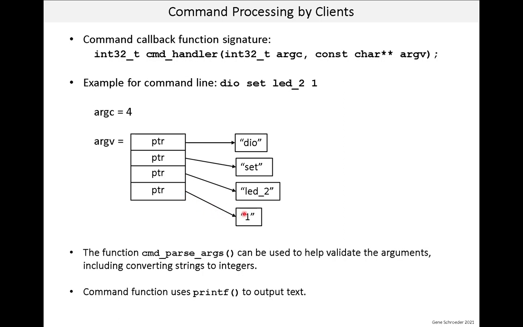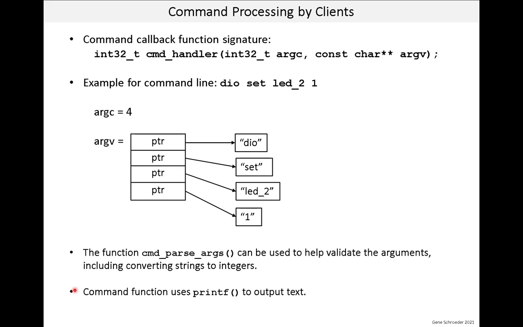The command function has to execute the command, whatever that means. If there are arguments beyond the client name and command name, then the command handler has to interpret them. The command module does nothing in this regard. Note that there is a helper function called command parse args that helps you validate the arguments from a command handler. This includes converting strings to integers when needed. It also helps in the case when there are a variable number of arguments.